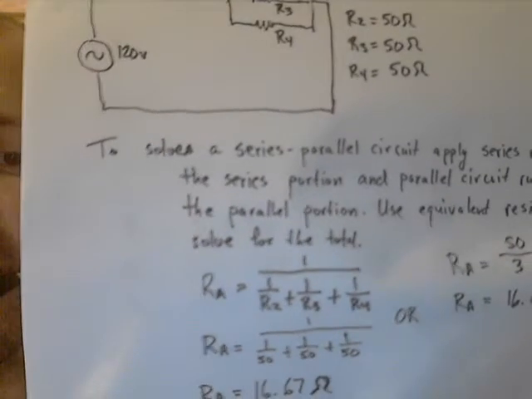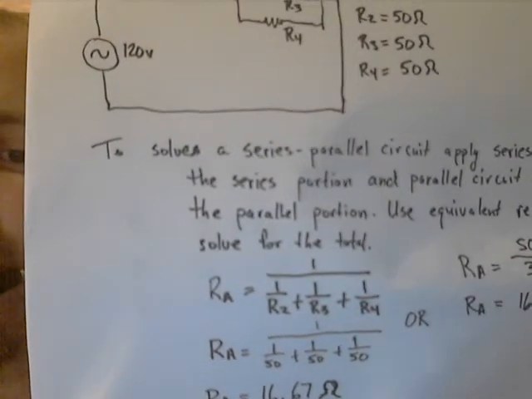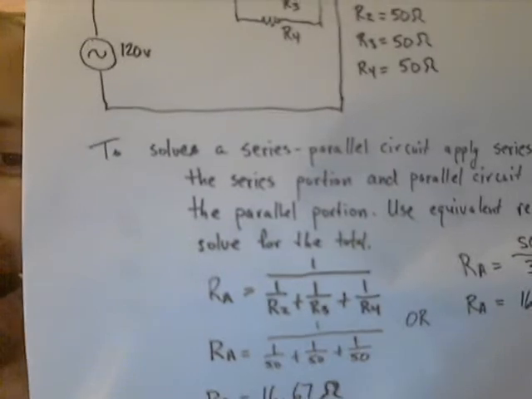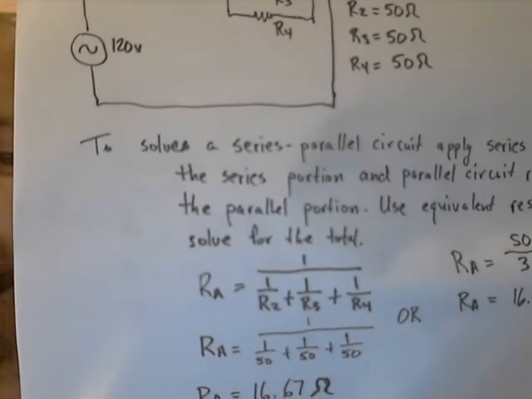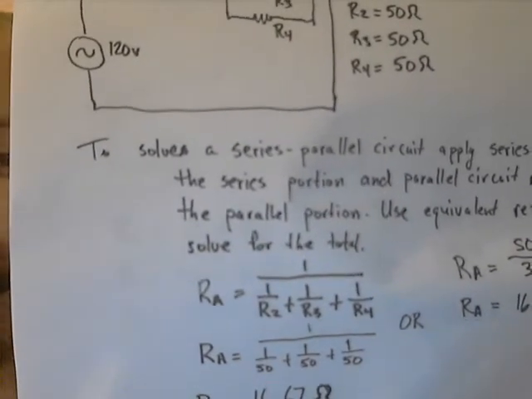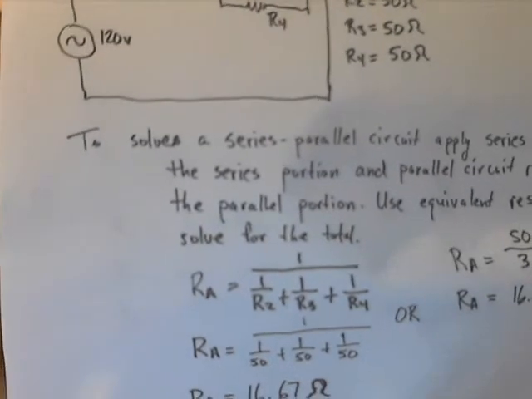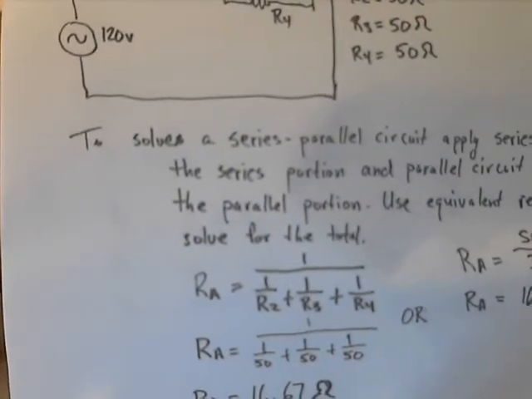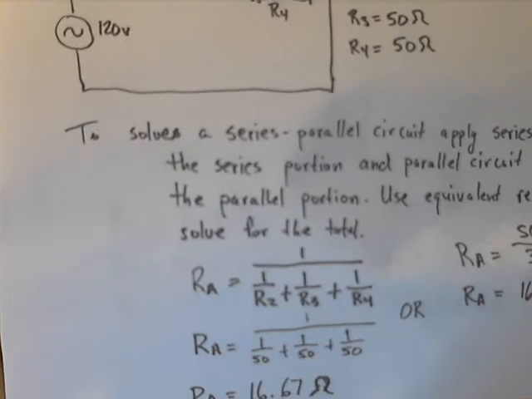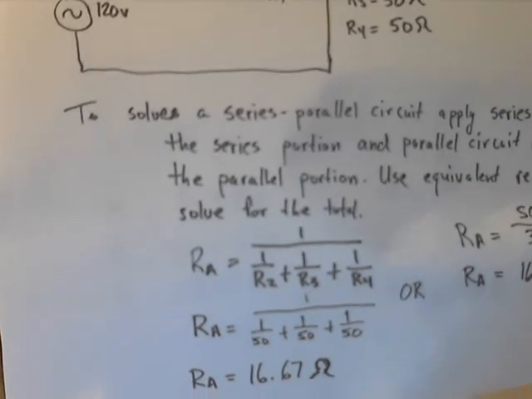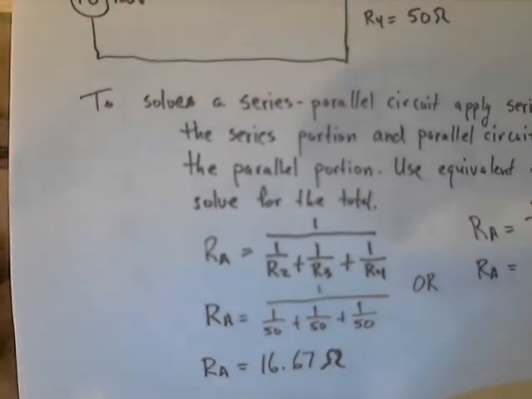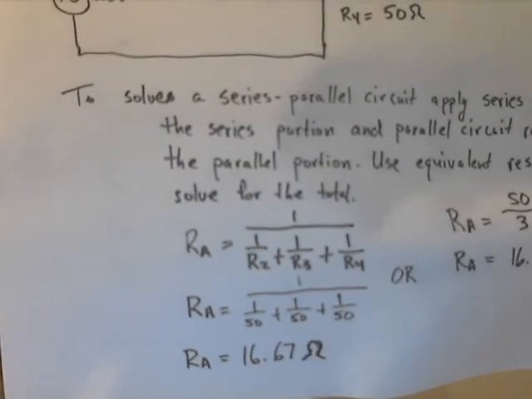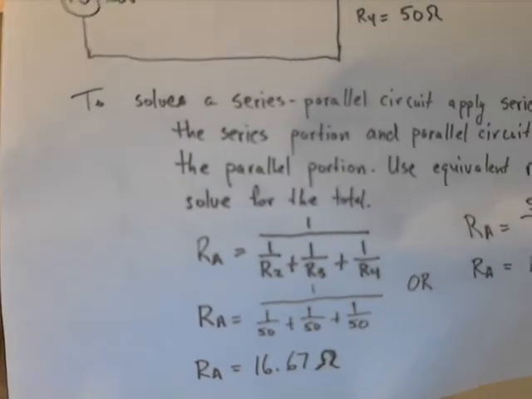So RA is going to be equal to 1 over R2, which is the first light bulb, plus 1 over R3, which is the value in ohms of the second light bulb, and then plus 1 over R4, which represents the third light bulb, and it also is 50 ohms. When we do the math on this, it gives us a total value of 16.67 ohms.